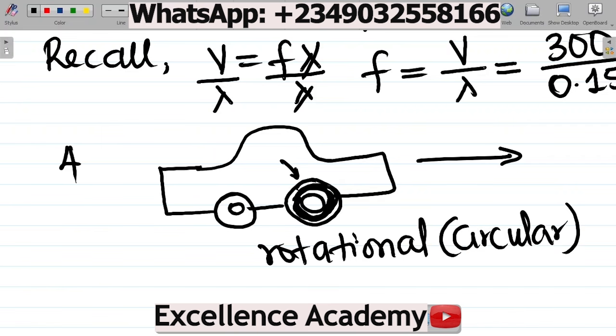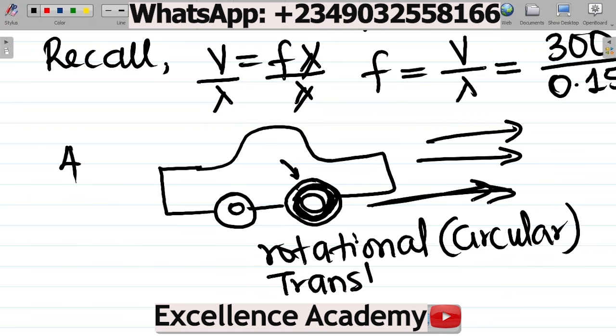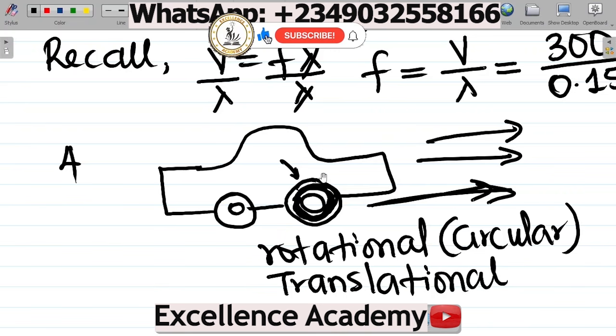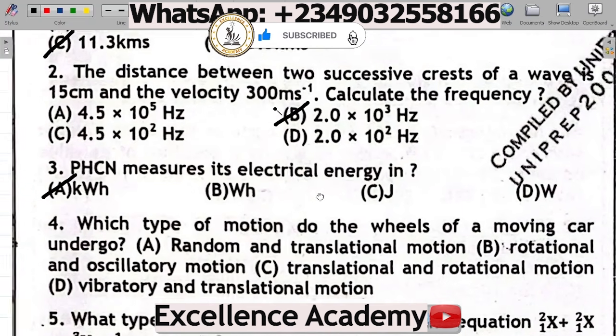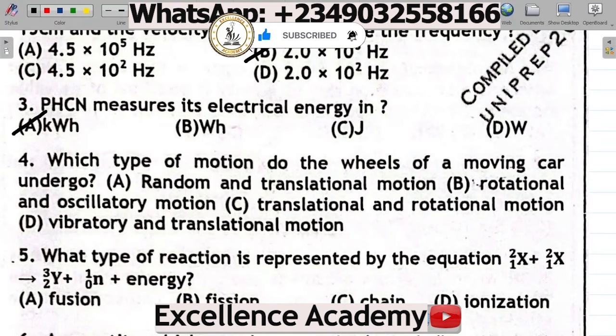Number 2, for this car to move towards the right, the wheel must go forward. And going forward means it is going in a straight line, and that straight line is what we call translational motion. So in essence, the wheel of a moving car undergoes both rotational motion as it rotates about its axis and translational motion as it moves forward. So the correct answer is option C, translational and rotational motion.